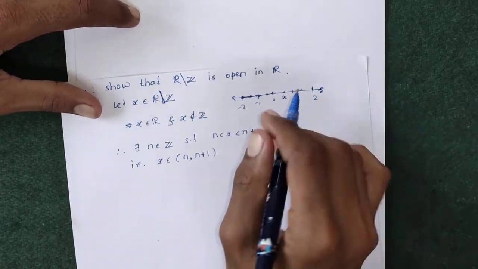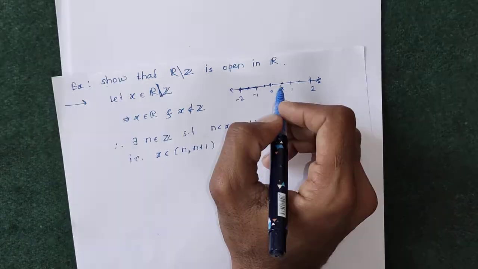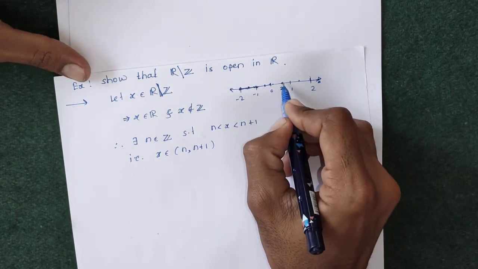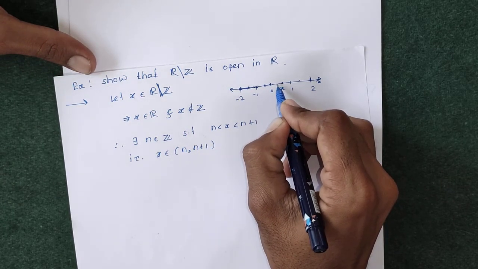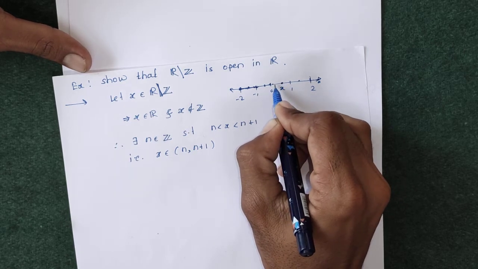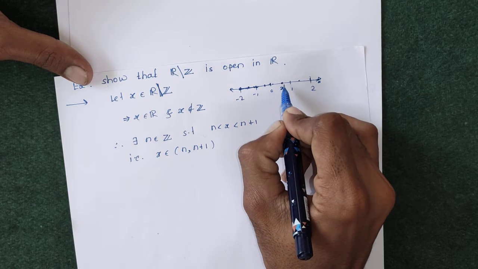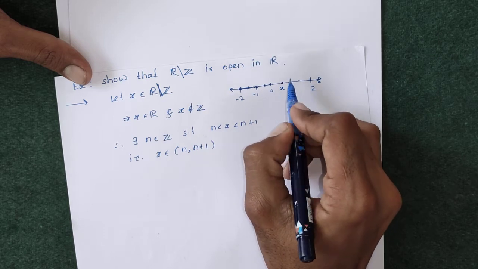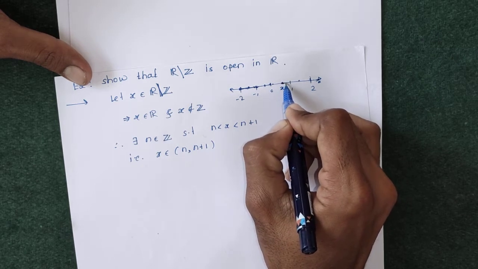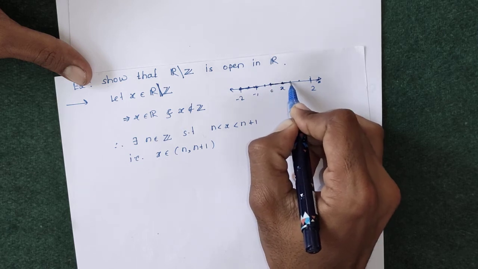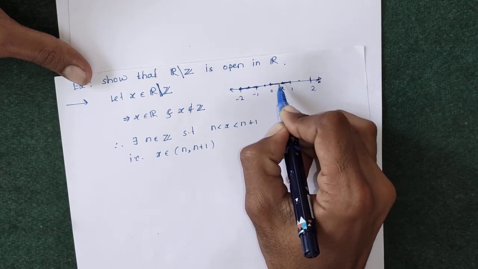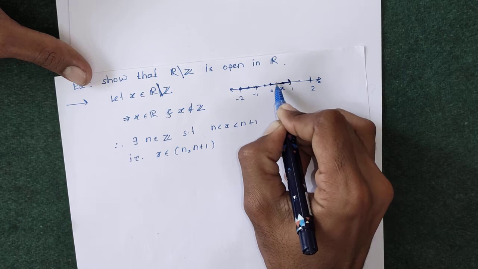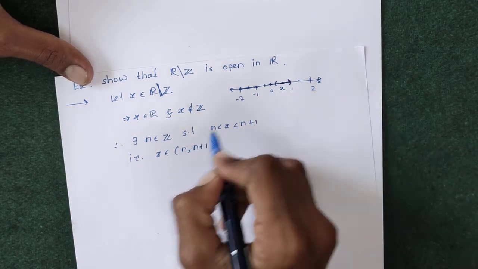We have to prove that for x belonging to this interval, x in between n and n plus 1, there must be some radius such that taking that radius and drawing that open sphere, it must lie inside R minus Z, that is, that interval does not contain an integer. Suppose this is the element x, and if we take the radius, there are two possible distances. If you take the smallest one, the minimum of this distance and this distance, and draw the open sphere, that open sphere must be totally contained in this interval.